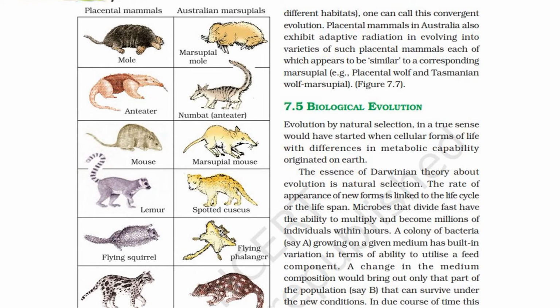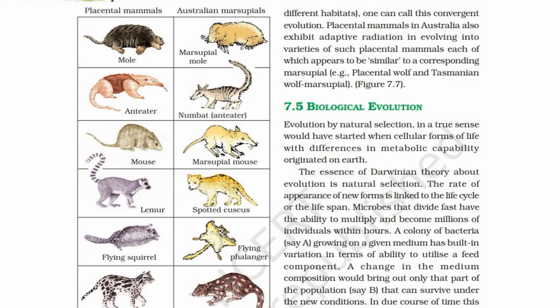Placental mammals in Australia also exhibit adaptive radiation in evolving into varieties of such placental mammals, each of which appears to be similar to a corresponding marsupial. Example: placental wolf and Tasmanian wolf marsupial. Biological evolution. Evolution by natural selection, in a true sense, would have started when cellular forms of life with differences in metabolic capability originated on Earth.